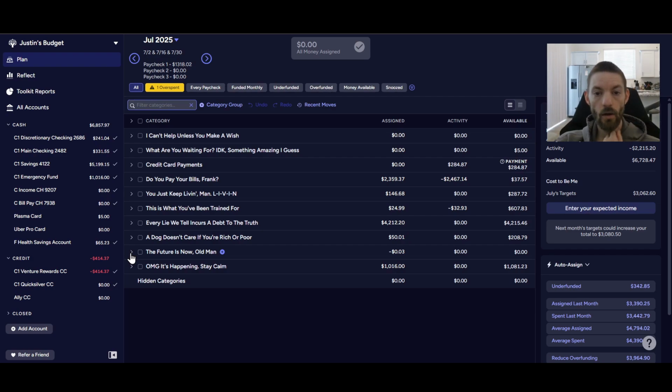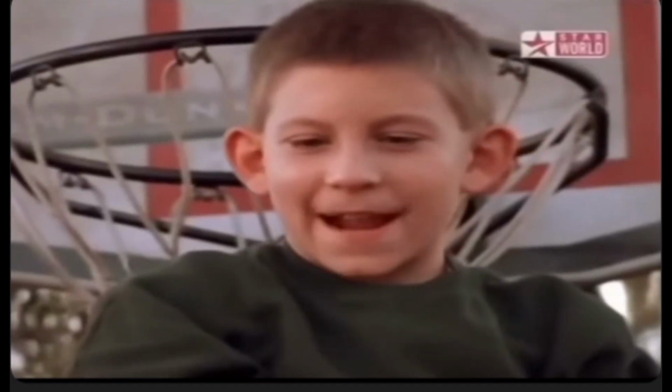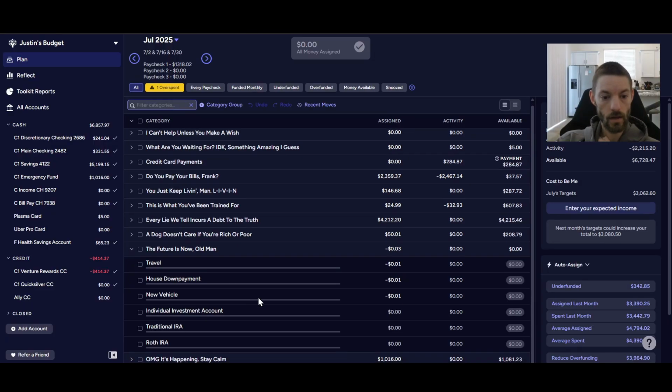The future is now, old man. This is basically my long-term savings. Items in here are retirement, new vehicle, down payment, and travel. Typically things I haven't really been putting money towards, but eventually I would like to.